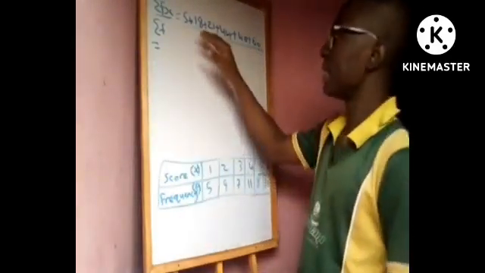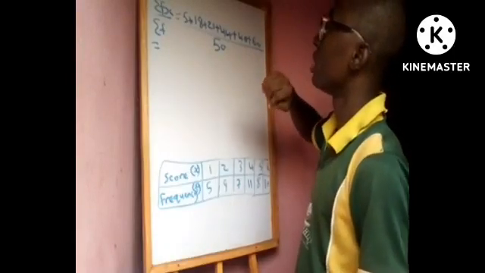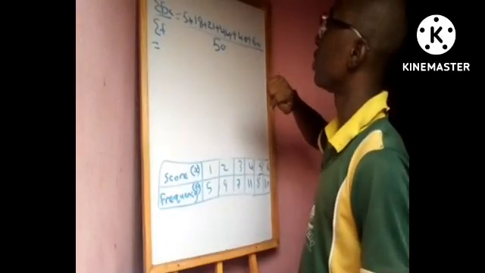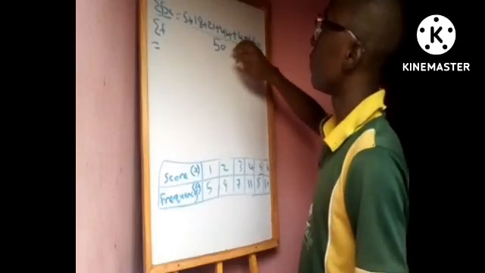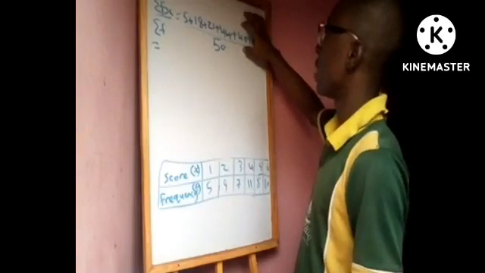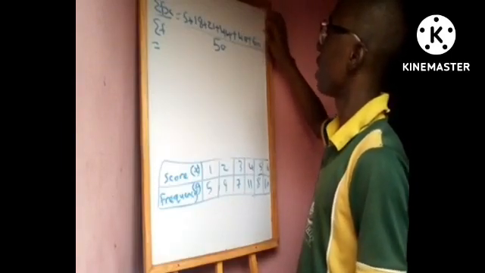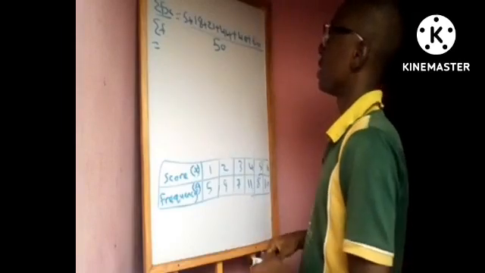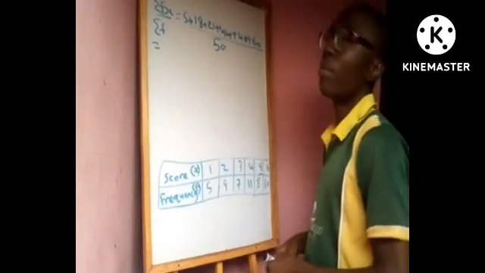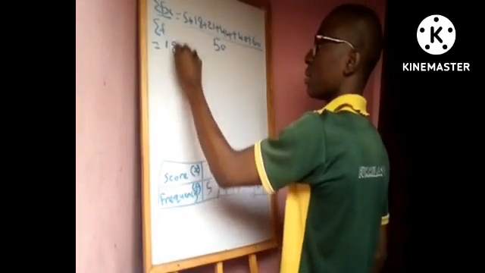Now 5 plus 18 is 23. 23 plus 21 is 44. 44 plus 44 is 88. 88 plus 40 is 128. 128 plus 60 is 188, over 50.